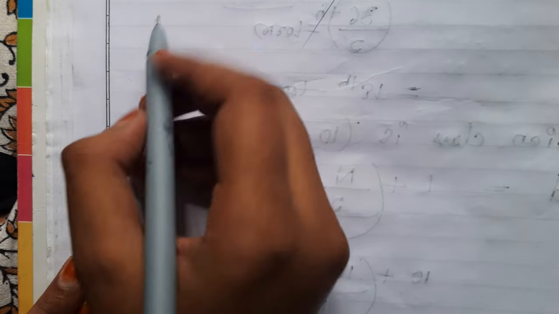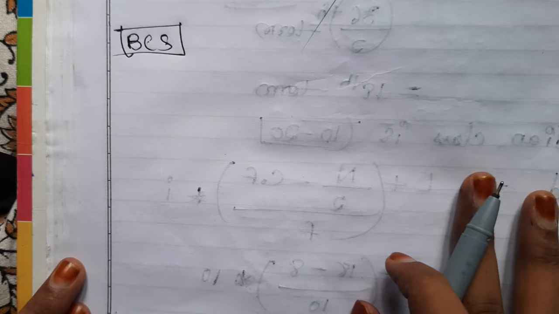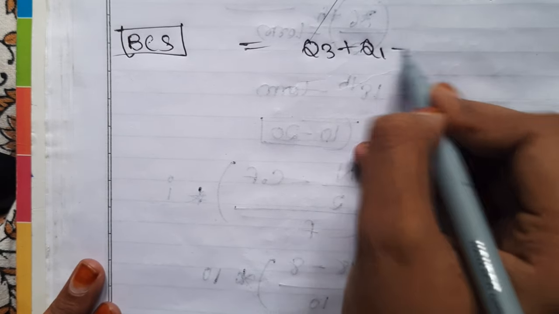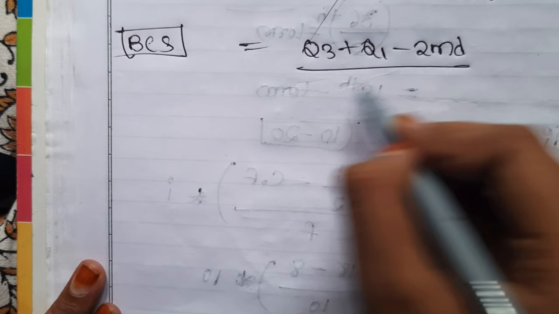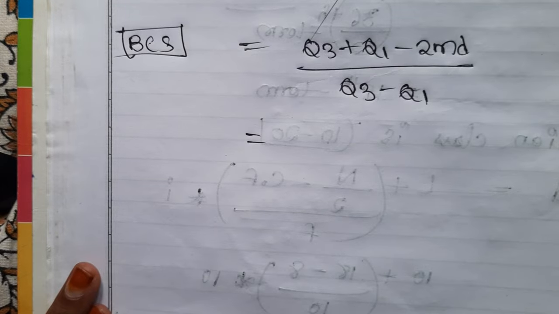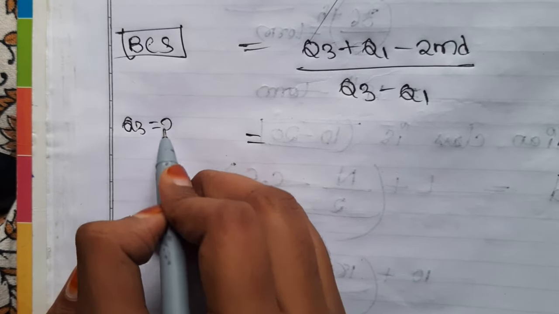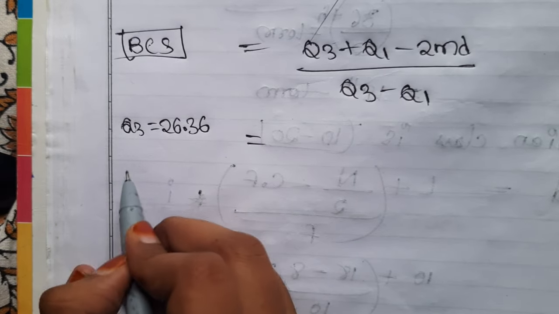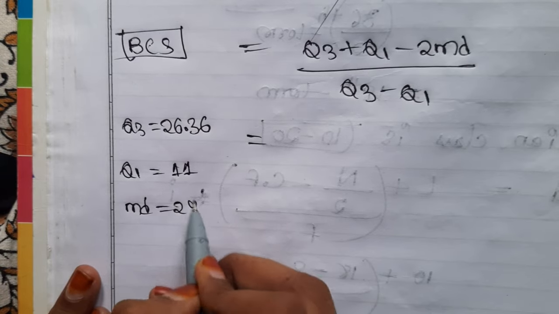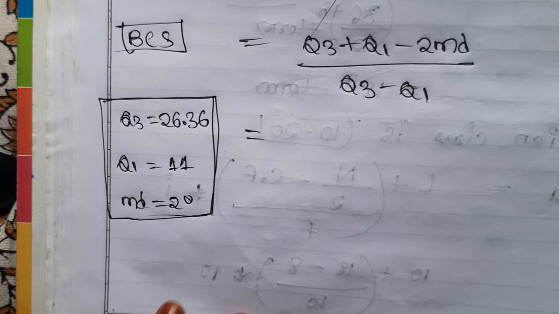Okay, so let us just calculate Bowley's coefficient of skewness. I'm writing in short form, but you have to write it fully. Okay, what is the formula? Formula is Q3 plus Q1 minus 2MD by Q3 minus Q1. So this is the formula. We will be substituting all the values into this formula. Okay, we got Q3. Q3 was 26.36, right? Previously we have calculated. Q1 was 11 and MD was 20. I'm just writing it roughly. You don't write in the answer booklet. You can write these in the working notes if you want.